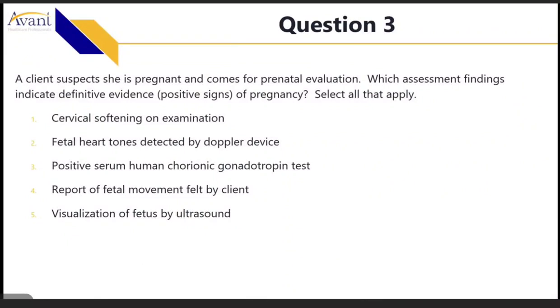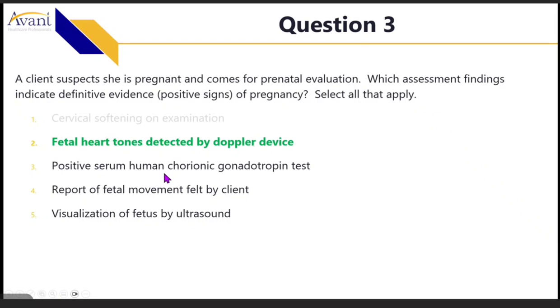So something else can cause a person to have a softened cervix, besides just pregnancy. Number two, the fetal heart tones. This is a positive sign, right? Positive signs are those things that are conclusive evidence of pregnancy and cannot be attributed to anything else. So they include things like discernible fetal heart tones, ultrasound visualization, and fetal movement felt by the provider. So external to the mom. So that's our fetal heart tones and the visualization of the fetus by ultrasound. So the fetal heart tones, yes.